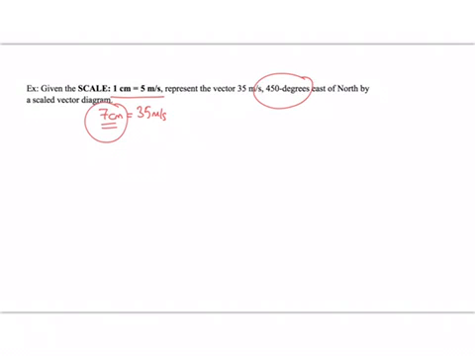This will give the direction. It is 45 degrees east of north. This is north and this is east. So 45 degrees east of north will be in this direction. And this will have a length of 7 centimeters. So I have drawn my vector.